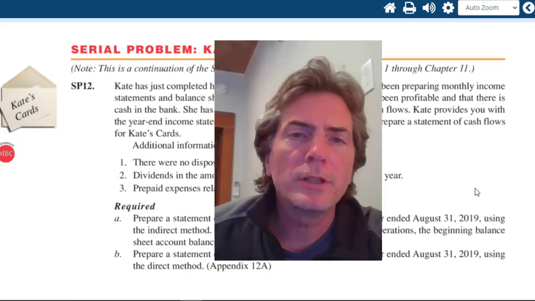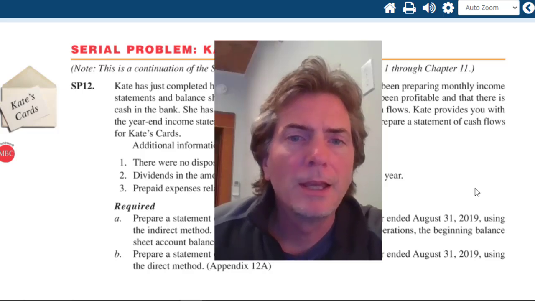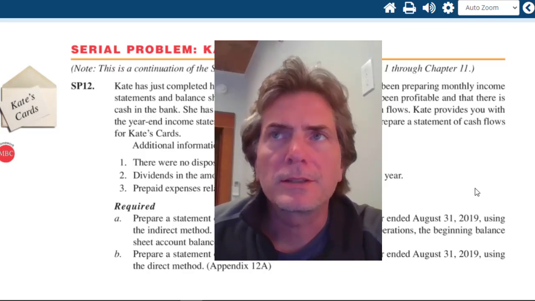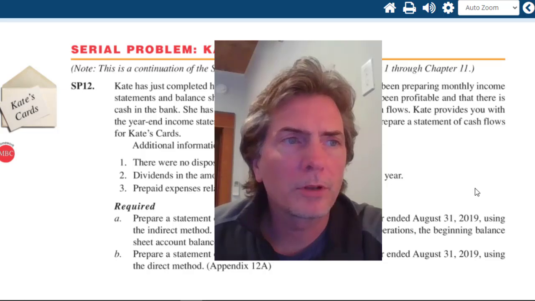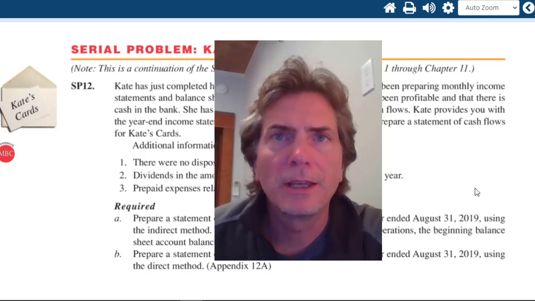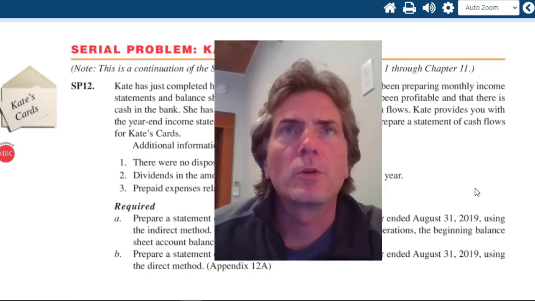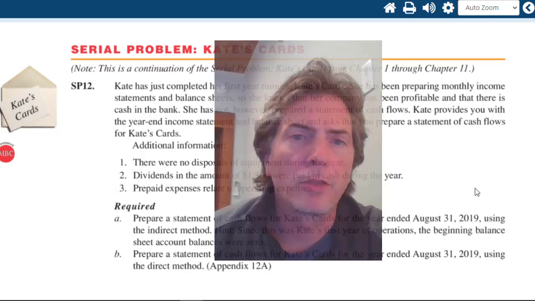Hey everybody, and this week we're going to look at Kate's cards again for Chapter 12, the serial problem. And we have to do the statement of cash flows, which is an important element of the financial statements because cash is important and we want to know where cash is coming and going. That's an important way to understand the business's health.